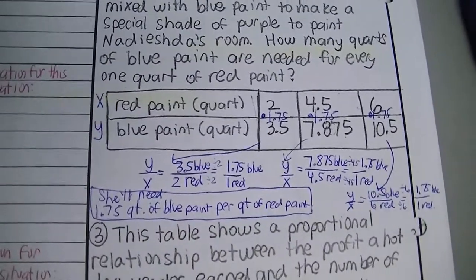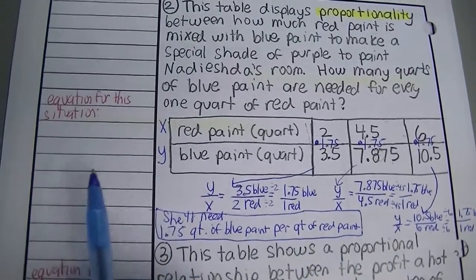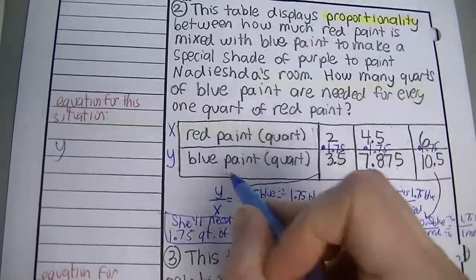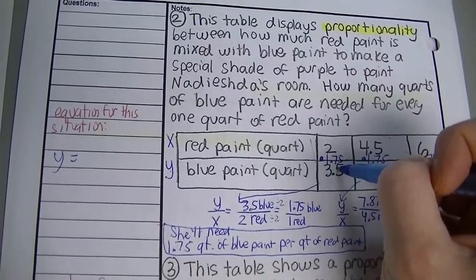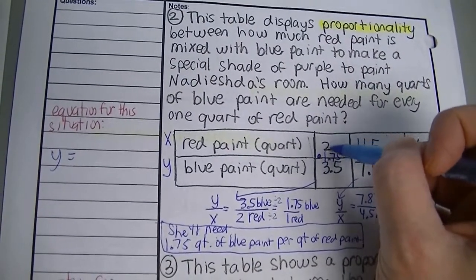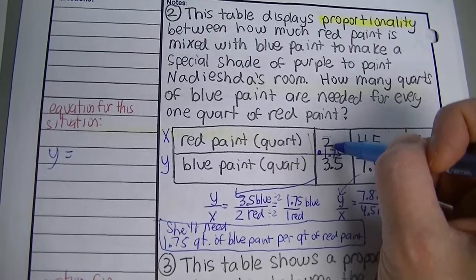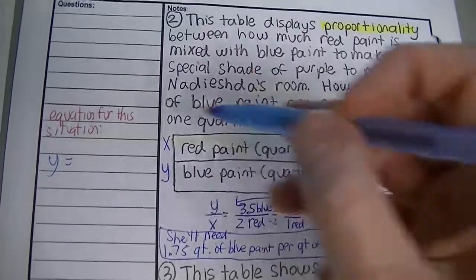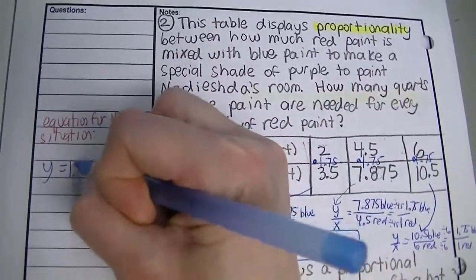So let's see if you can figure out the equation modeled by this situation right here. Your equation would be that the quarts of blue paint is equal to, so this value was equal to 2 times 1.75. So instead of just saying 2, because you want it to work for every value in this x column, you would just say x times 1.75.